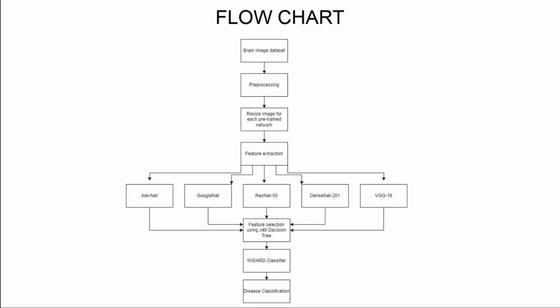It is further elaborated in this flow chart, which includes pre-processing, resizing the image for each pre-trained network, which is then extracted using pre-trained networks such as AlexNet, GoogleNet, ResNet 50, DenseNet 201, and VGG16. These extracted features are then selected using J48 decision tree, which is then fed to the WiSARD classifier to obtain our disease classification.